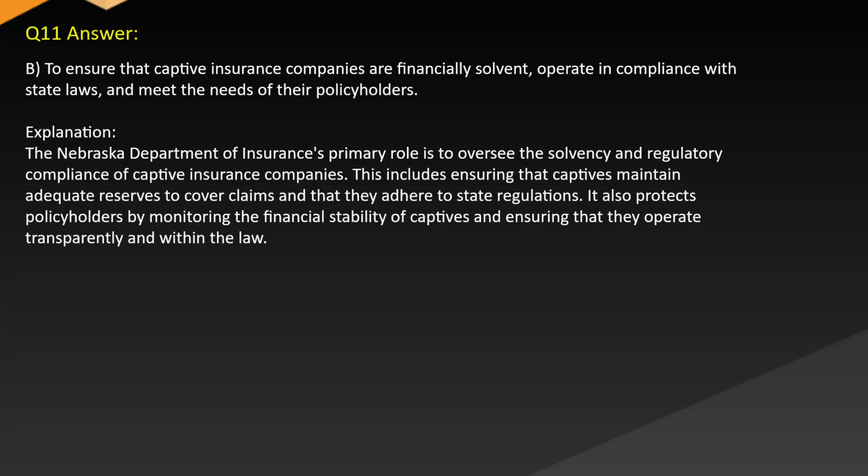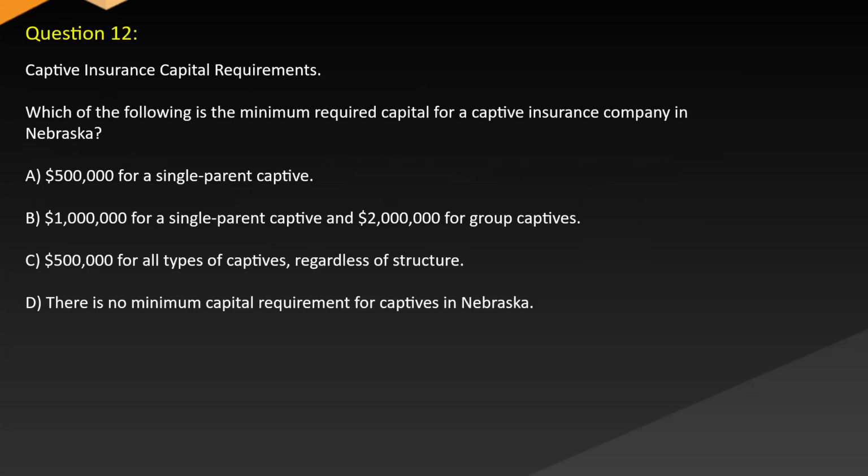needs of their policyholders. Explanation: the Nebraska Department of Insurance's primary role is to oversee the solvency and regulatory compliance of captive insurance companies. This includes ensuring that captives maintain adequate reserves to cover claims and that they adhere to state regulations. It also protects policyholders by monitoring the financial stability of captives and ensuring that they operate transparently and within the law.